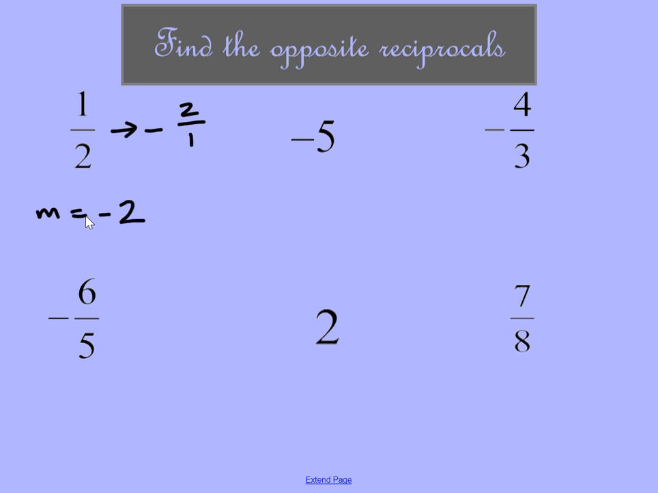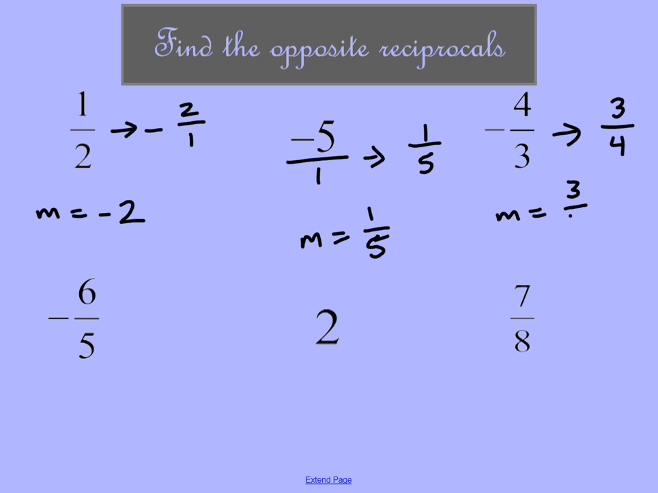Next up, we just have a -5. If we do not have a fraction here, all we do is make it a fraction. Now, we have a -5 over 1, so it's going to become positive 1 over 5. So our slope is 1 over 5. Here we have a -4/3, so it's going to become a positive 3 over 4. We have -6 over 5, so that's going to become positive 5 over 6.